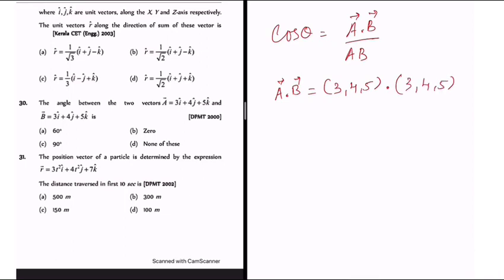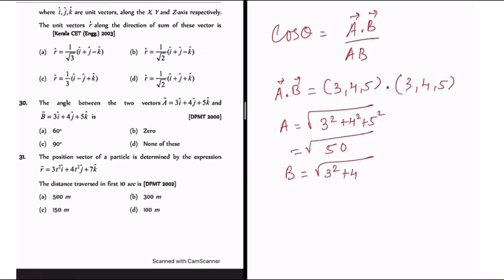And the magnitude of A. These two are the same vector, so the angle between them is 0. Let's do 3 square, 4 square, 5 square, which is 9 plus 16, 25, plus 25. I'll keep root 50 only. In the same way, B is also root of 3 square plus 4 square plus 5 square, also root 50. Question number 30.